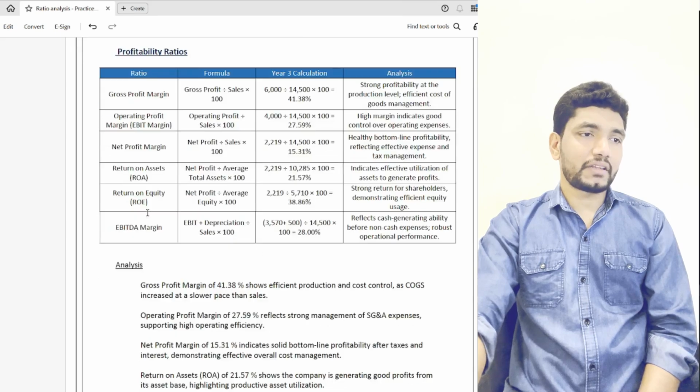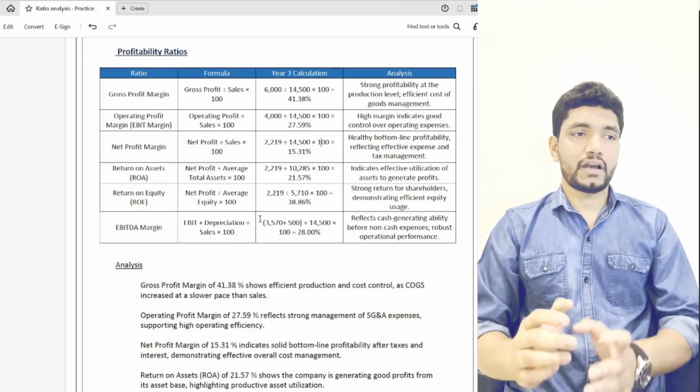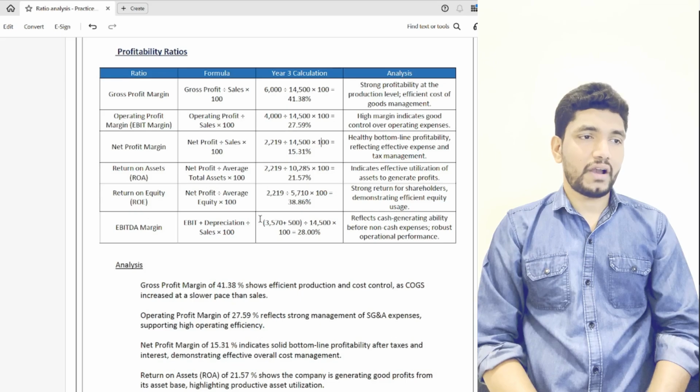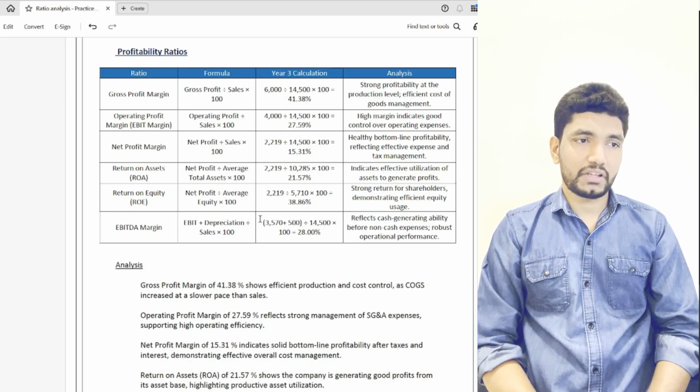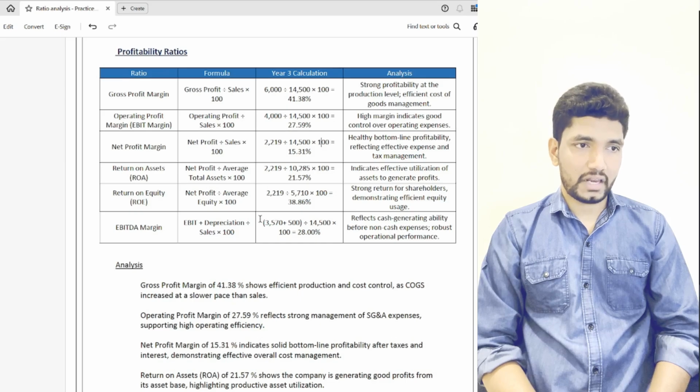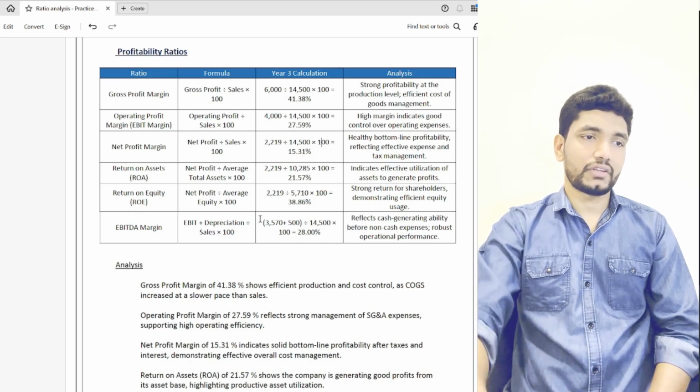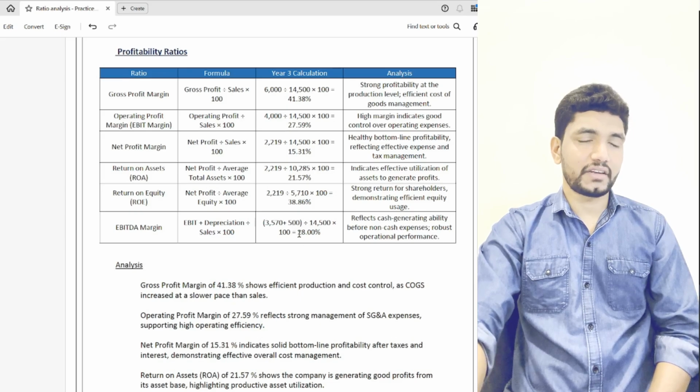Again, the EBITDA margin: all the values we can get from the income statement. So we have to add EBIT plus depreciation and compare it with the sales. So it is 28%. That is the EBITDA margin.